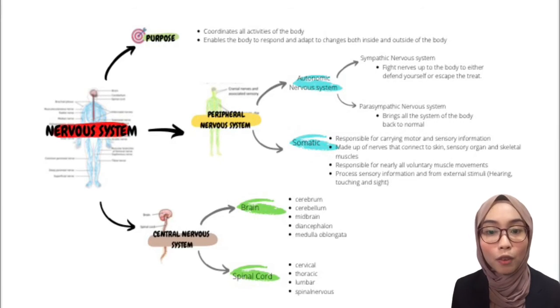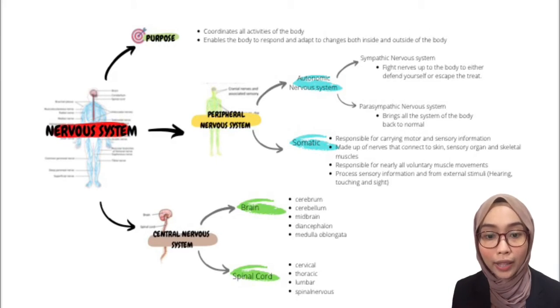The other half of the central nervous system is the spinal cord, and the spinal cord is the link between the brain and the nerves, and also the rest of the body. The spinal cord is divided into 4 different regions, which are cervical, thoracic, lumbar, and afferent spinal nerve, which merge to form the spinal nerve. Now we know the brain and the spinal cord primarily make up the central nervous system.